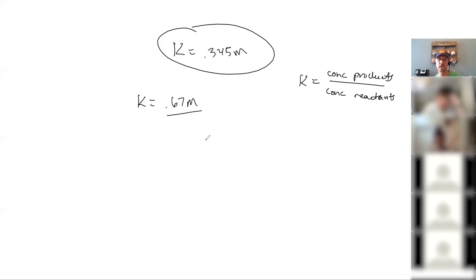And so what we want this reaction to do is shift towards the reactants in order to reach equilibrium. Everybody follow the logic that I went through to kind of figure that out?